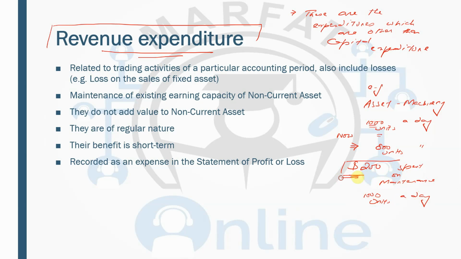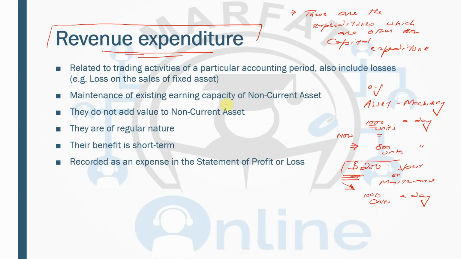So how should this $200 be recorded? Whether this is a capital expenditure or a revenue expenditure. Remember, this is a revenue expenditure because you have spent it for maintenance. There is no upgradation, because upgradation means something which takes it to more than 1000 units. But this is not the case. The efficiency had deteriorated and now it is making 1000 units. So this $200 was spent for maintenance rather than improvement or upgradation. So this is a revenue expenditure.